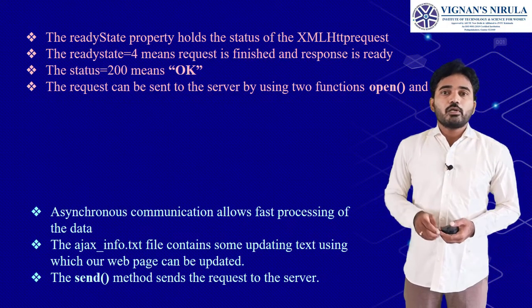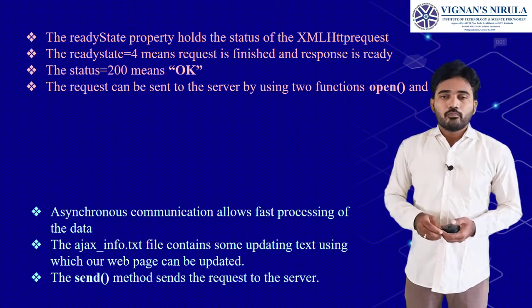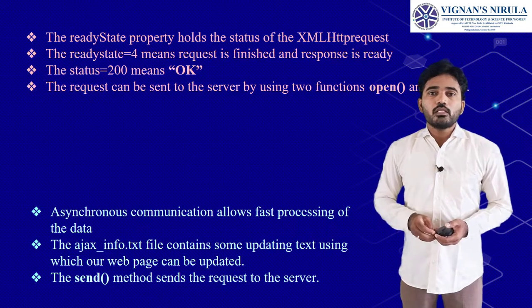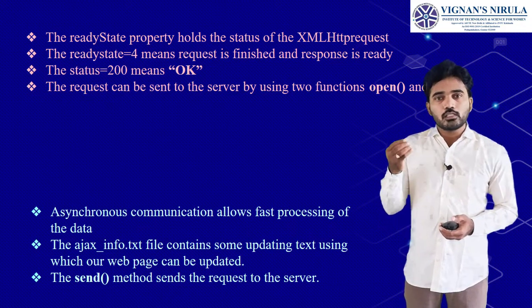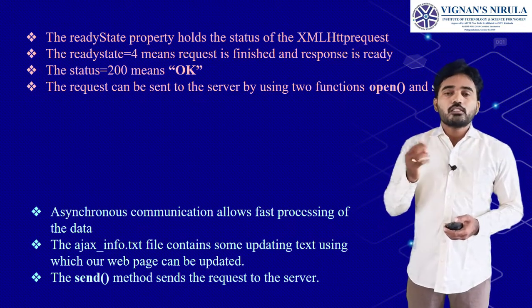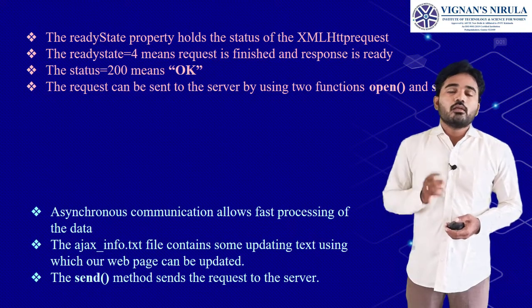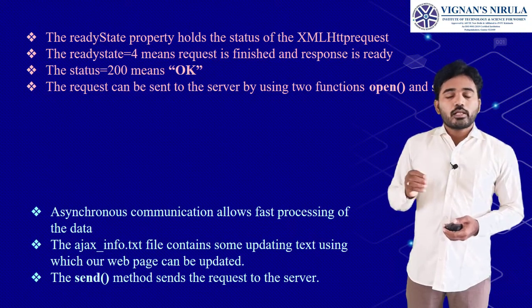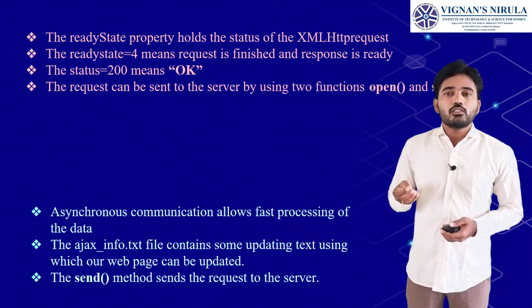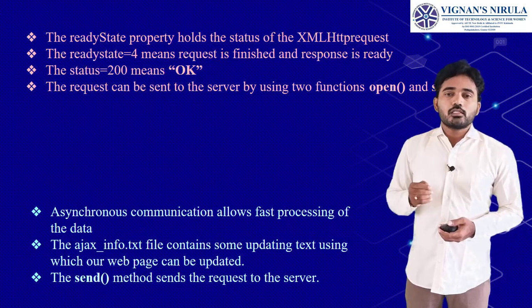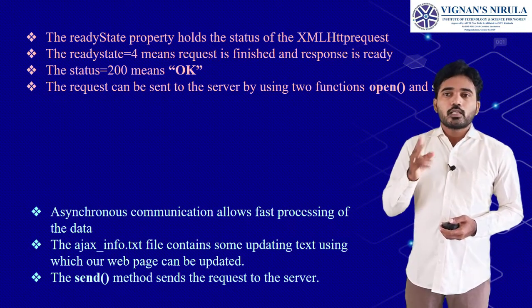The readyState property holds the status of the XML HTTP request object. If readyState is equal to 4, it means the request is finished and the response is ready. When the status is equal to 200, it means okay, there is no problem. So the request can be sent to the server by using two functions, that is the open and send methods.